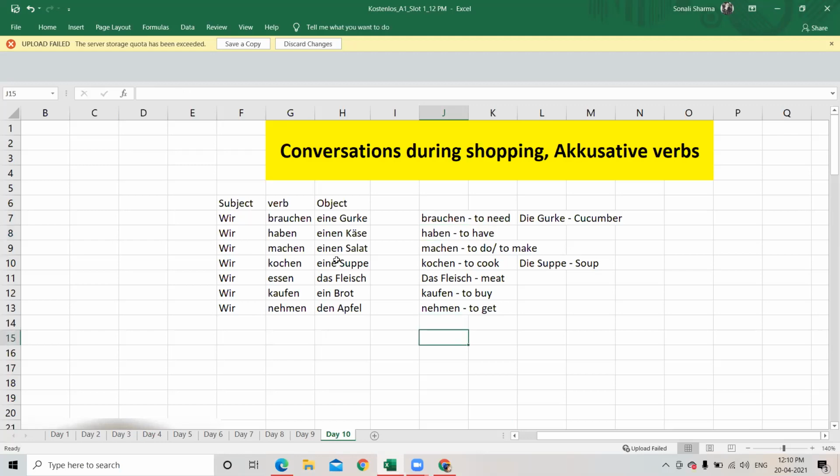Next, wir machen einen Salat means we are making salad. Wir kochen eine Suppe, that means we are cooking a soup. Wir essen das Fleisch, we are eating the meat. Wir kaufen ein Brot, we are buying a bread. Wir nehmen den Apfel, so the meaning of nehmen is to get, and Apfel is apple.